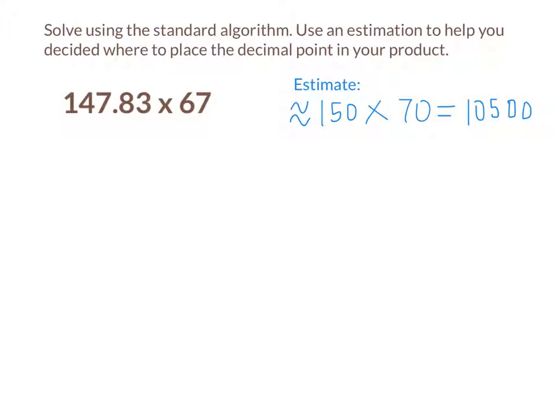This estimate tells me, by estimating and rounding the factors, that my product should be somewhere in the range of 10,500. Do you guys see that? Okay. Now, let's take this first factor because it has a decimal point. If I want to get rid of this decimal point, what do I need to do? I'm going to have to move it to right here, right?